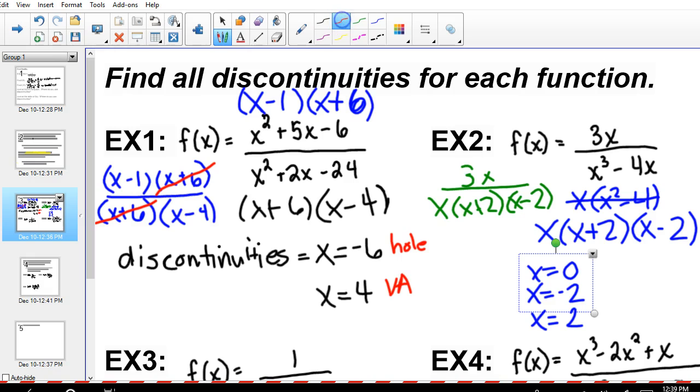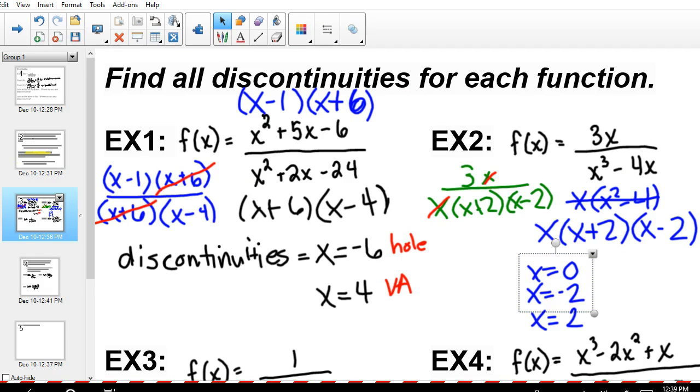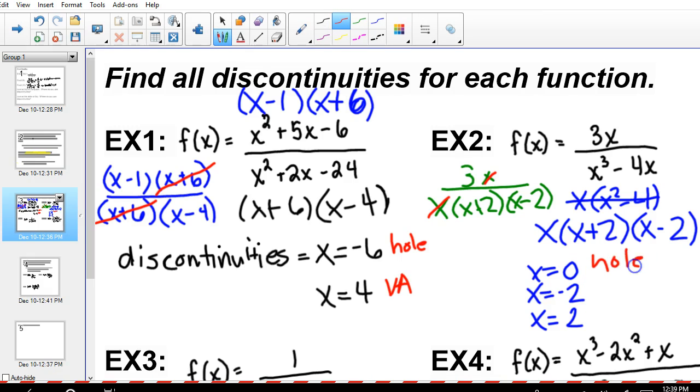Will anything cancel? The x can cancel with the x up here because it's 3 times x, not 3 plus x, so it can cancel. So that tells me that x, it gave me the x equals 0. So that tells me that I have a hole. Oh, I didn't mean to do that. Go back. That tells me that I have a hole in the graph at x equals 0. Do x plus 2 or x minus 2 cancel? They do not, so those are going to be vertical asymptotes for the graph.